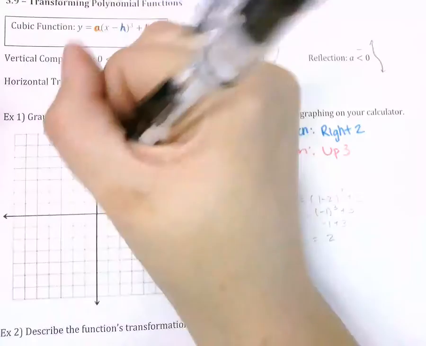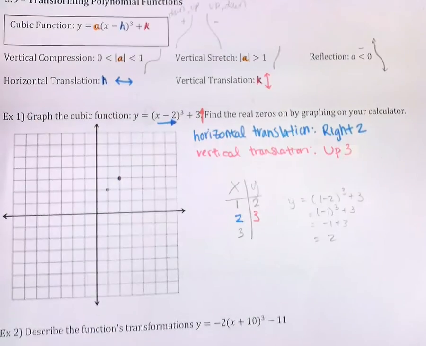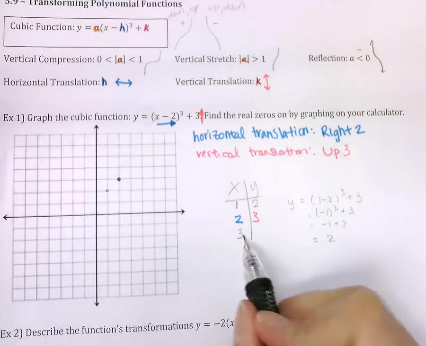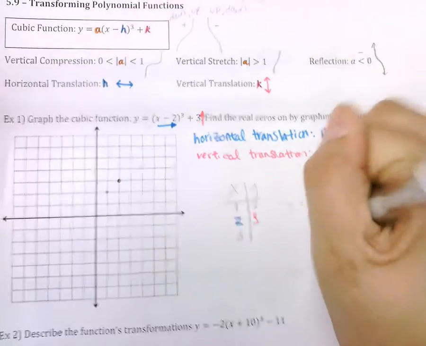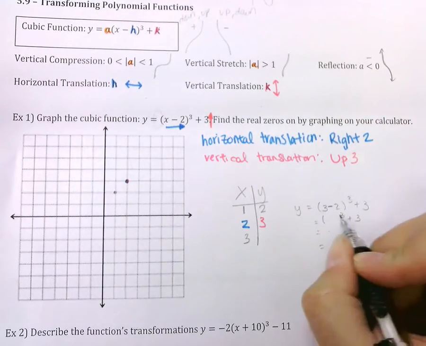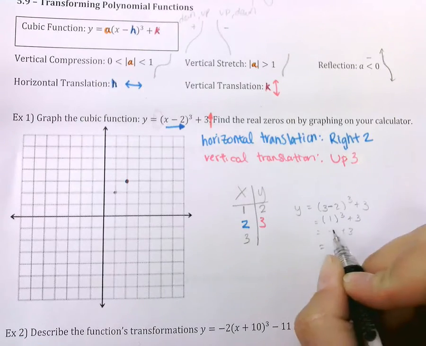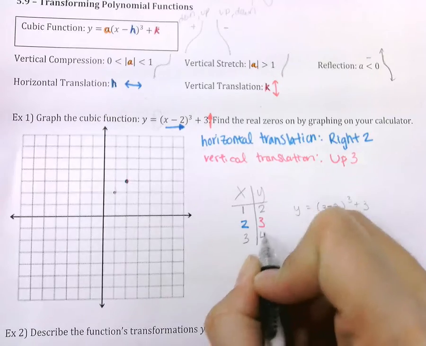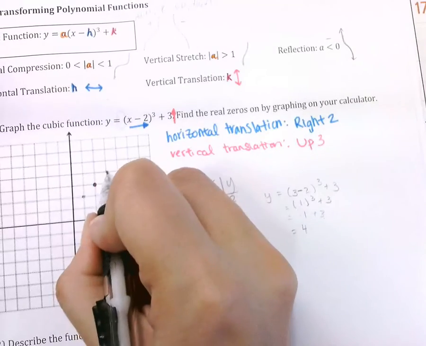And you should know what the end behavior is because it's a positive cubic. So you should know that that end is going down and that the other end is going up, because that's what cubics do. They do opposite end behaviors. Okay, then we want to plug in 3. So what's 3 minus 2? 1. And 1 cubed? 1. And 1 plus 3? 4. So you have a point at 3, 4, which is here.